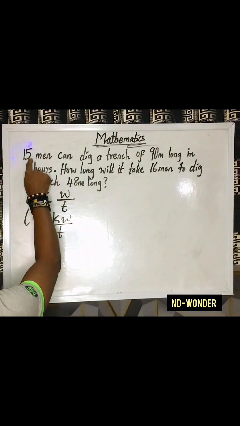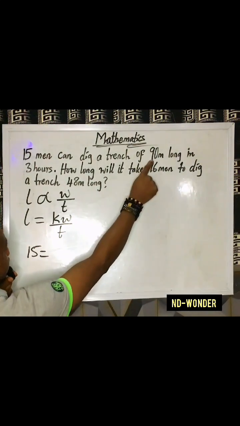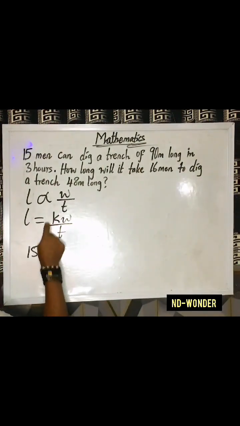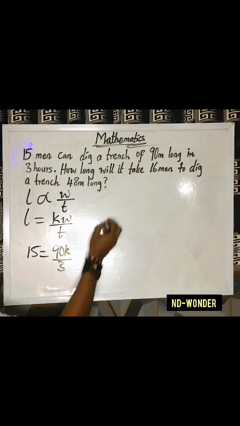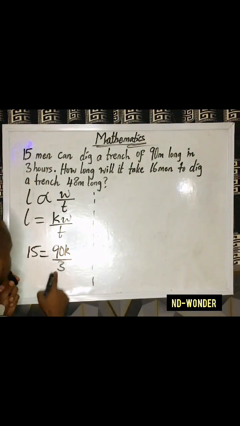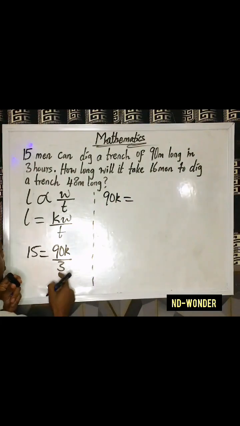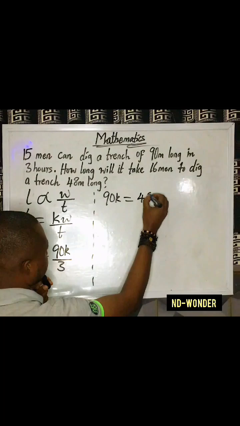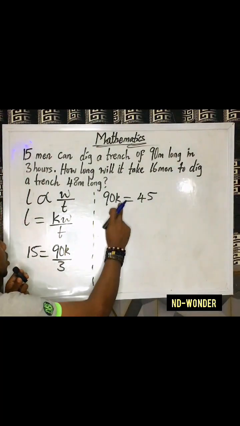Anywhere I come across 15 men, I'll plug it in here. This becomes 15 is equal to, work is going to be 90 here, then that will be 90 times K, which is 90K, over T for time, which is 3 hours. Then what do I do right here? I'll cross multiply. If I do that, I'll have 90K is equal to 3 times 15, which is 45. Then I will have to divide both sides by the coefficient of K, which is 90.